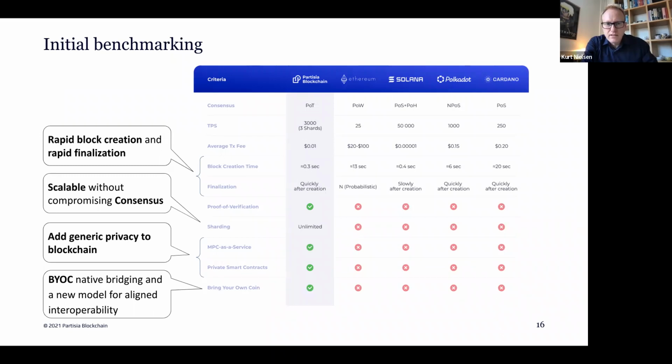The second one is the scalability, the sharding. That means that the TPS is basically a number that we can set arbitrarily to the use of the network, as explained earlier. The third one is clearly generic privacy.